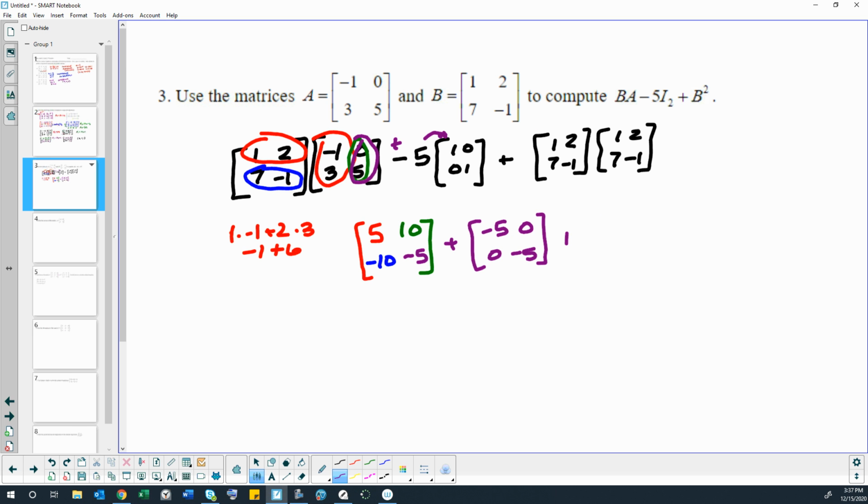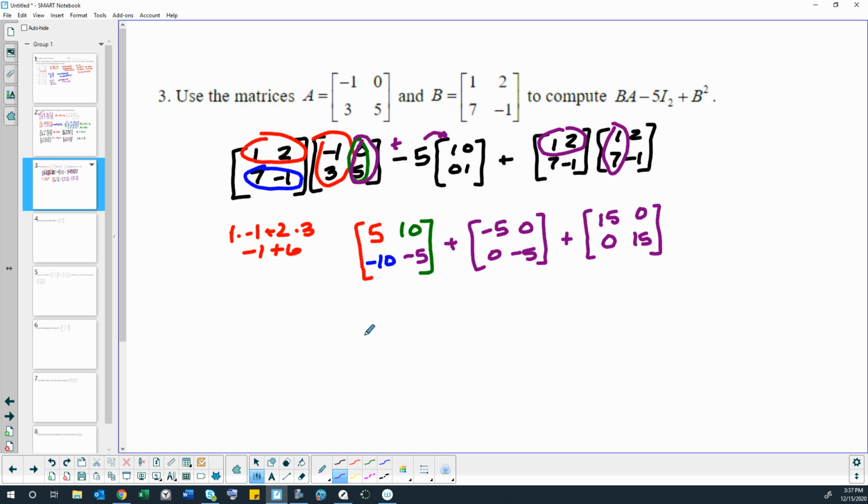Okay, and then last we are multiplying this. So 1 times 1 is 1, and 2 times 7 is 14, so 1 plus 14 is 15. 1 times 2 is 2, 2 times negative 1 is 0. 7 times 1 is 7, negative 1 times 7 is negative 7, so that would be 0. And then 7 times 2 is 14, and negative 1 times negative 1 is positive 1, so 14 plus 1 is 15.